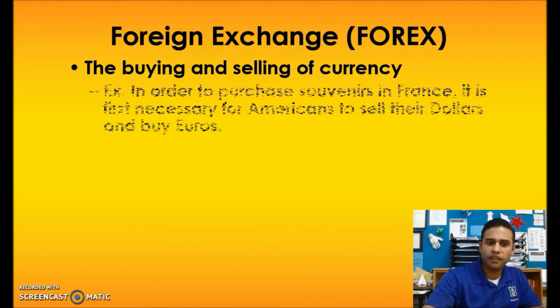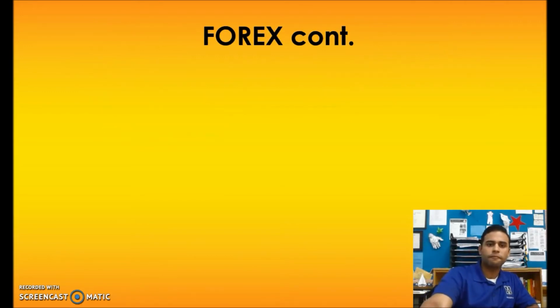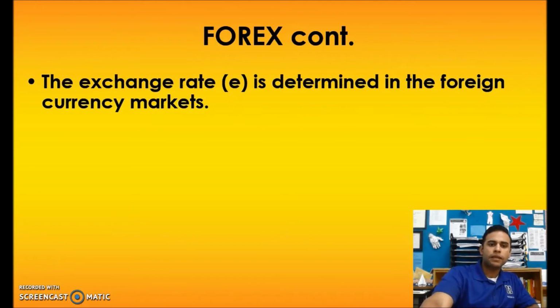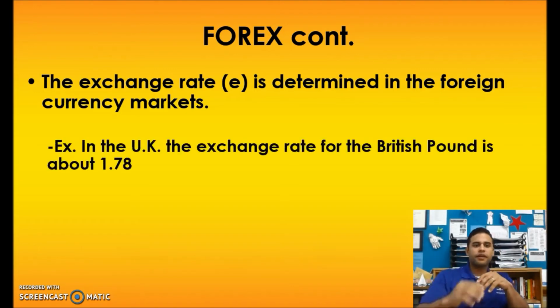So, let's go ahead and continue. Alright, and I've just given an example here. In order to purchase a souvenir in France, it is first necessary for Americans to sell their dollars and buy euros. Kind of what we were talking about. The exchange rate, okay, so this is the next bit of vocabulary we want to learn. The exchange rate is determined in the foreign exchange markets or the foreign currency markets. Okay, and the exchange rate is how many of or how much of one currency you get for another.